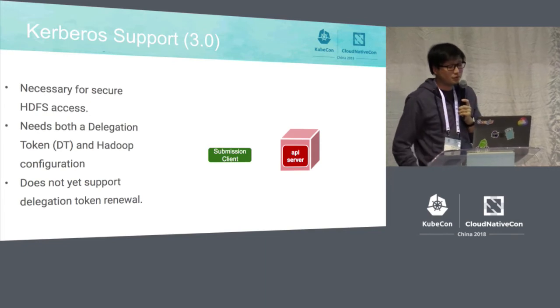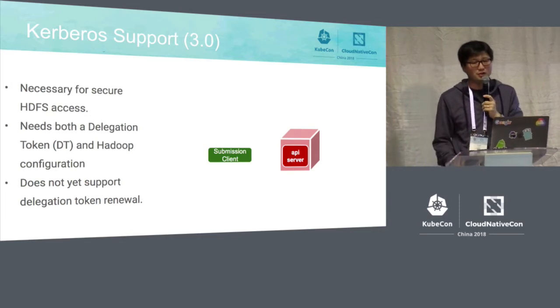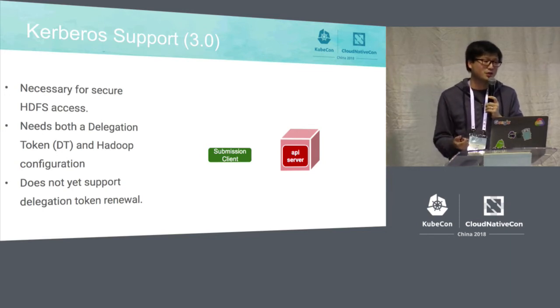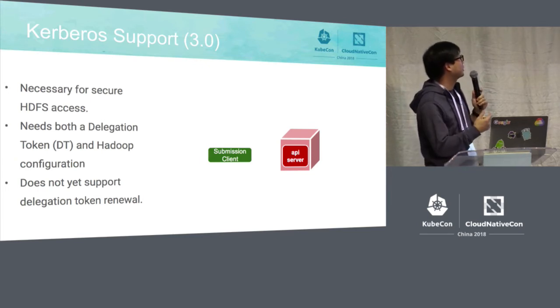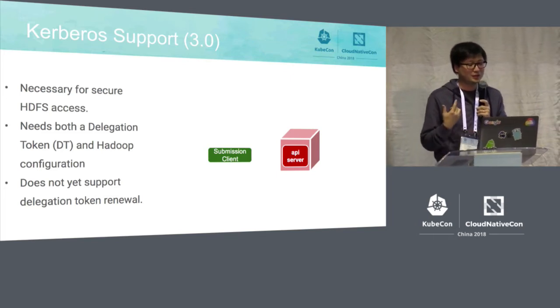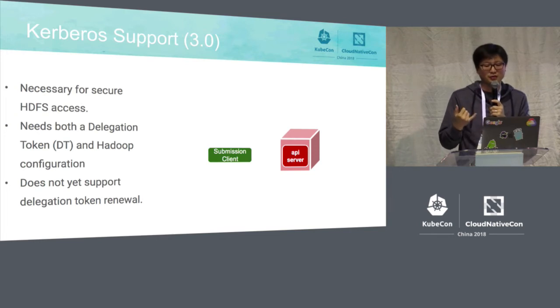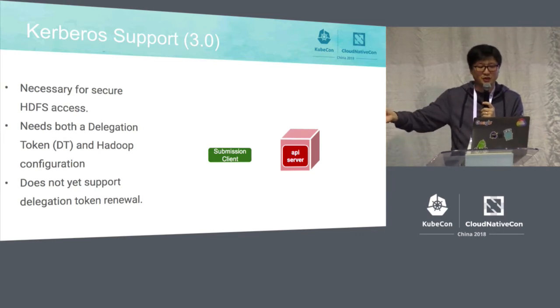In Spark 3.0, which will come next, we also added support for Kerberos authentication. So you can actually use that for secure HDFS access. I know most enterprises who run HDFS very likely will have authentication enabled for security purposes. This is also supported in Spark itself. To use this feature, you have to give the scheduler backend two things. One is the delegation token you use to access secure HDFS. The second is some Hadoop configuration so that the driver knows how to talk to your HDFS name node for authentication.